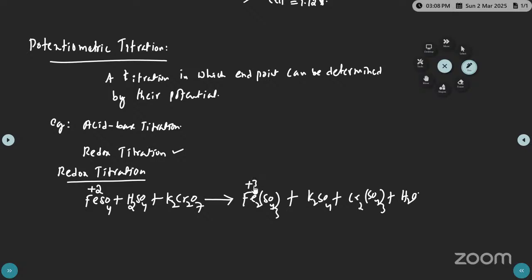What happened here? The oxidation number increases. Oxidation number increases. So ferric oxidation number is +3, and ferrous oxidation number is +2.